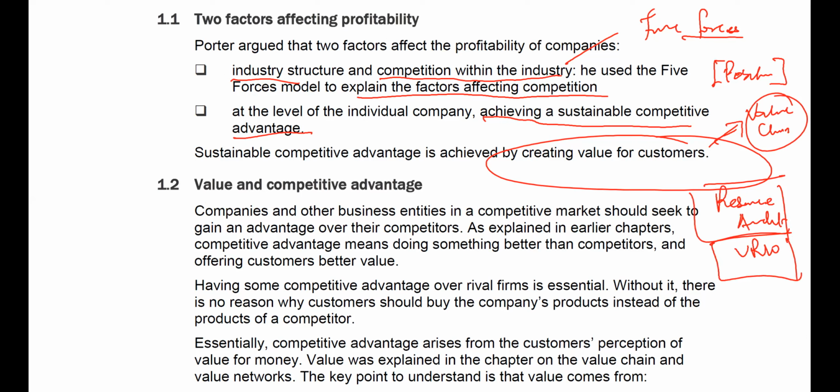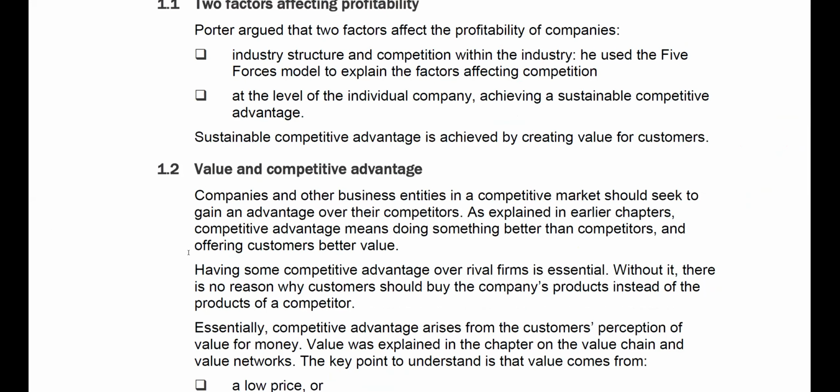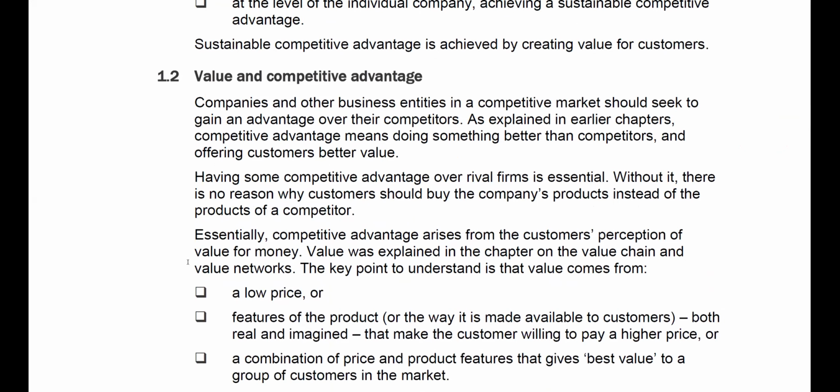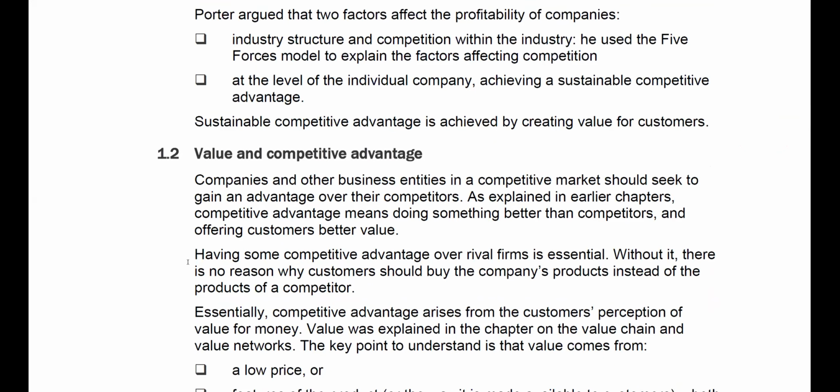So please keep these things in mind. Your industry structure and the nature of competition, and also how to achieve sustainable competitive advantage. That is derived from your strategic capability. Is that okay? So I hope you've written that down. 2 factors that affect your competitive advantage, or that create competitive advantage, or that affect profitability. Is that okay? Have you put it down? Can we move?